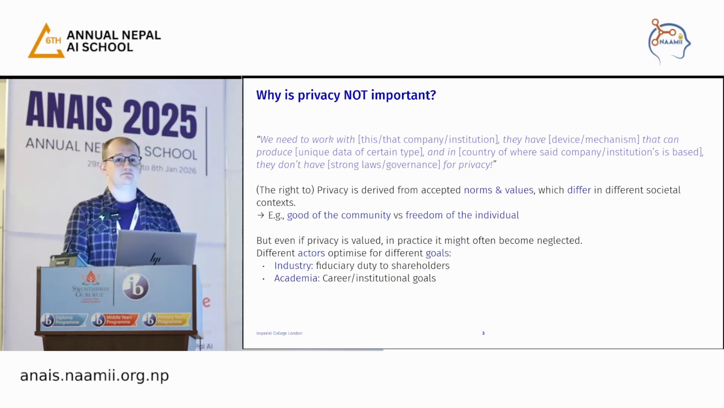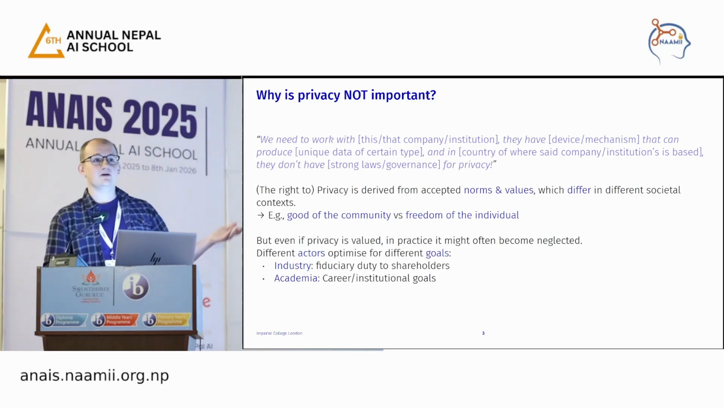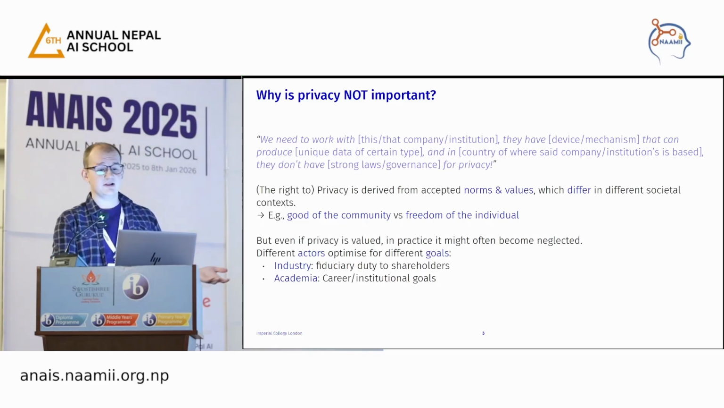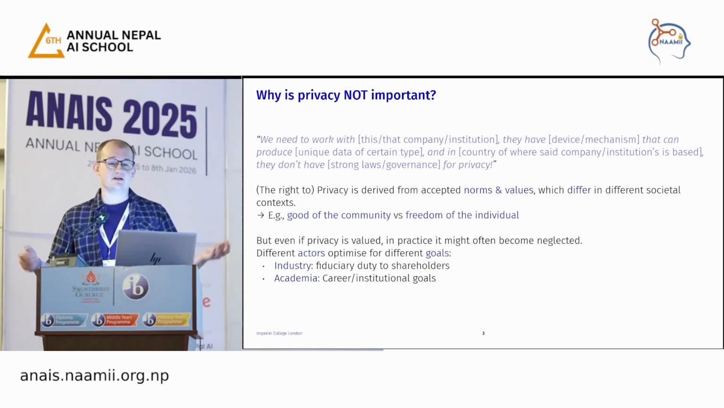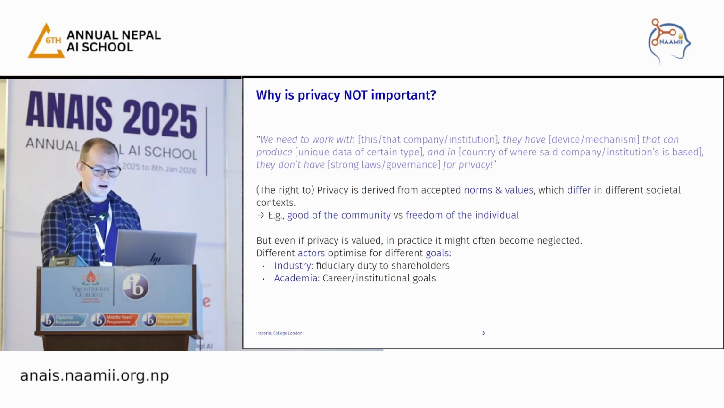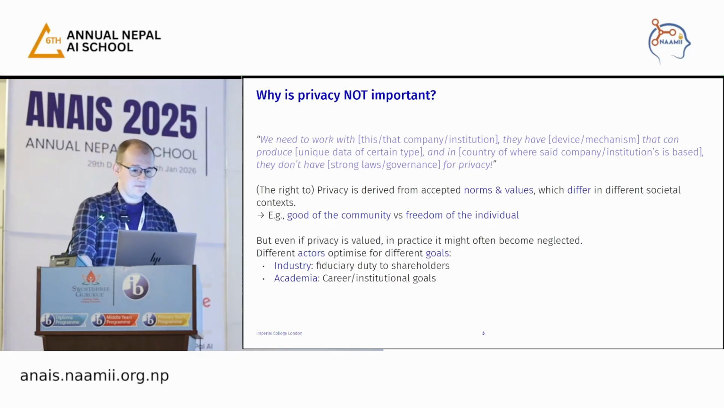Different actors, as they do research, data-driven work, or build AI models, might optimize for different goals. The industry has a fiduciary duty to their shareholders. They need to make money so that their shareholders get what they invested in. If privacy is not part of that process, then it's not part of that process. In academia, if you want to publish or advance your career, you might have institutional goals, such as chasing the rankings. Again, privacy is not explicitly written in those goals.